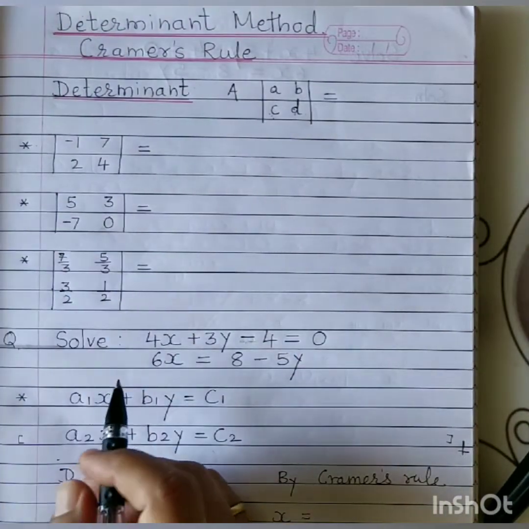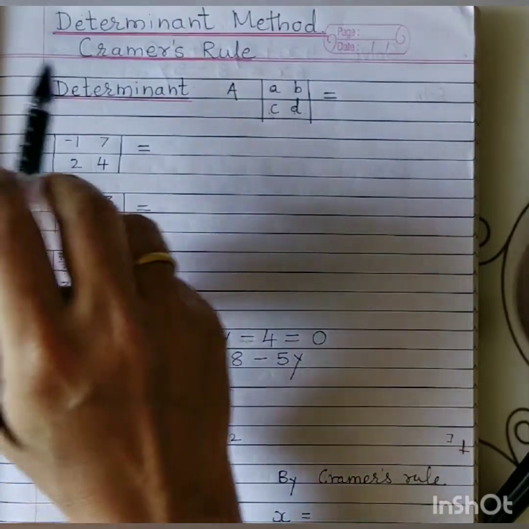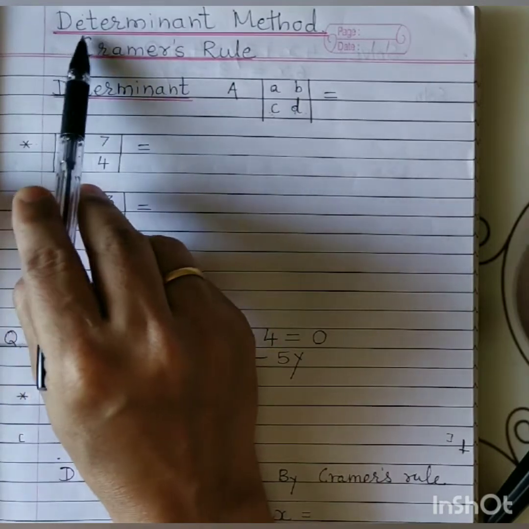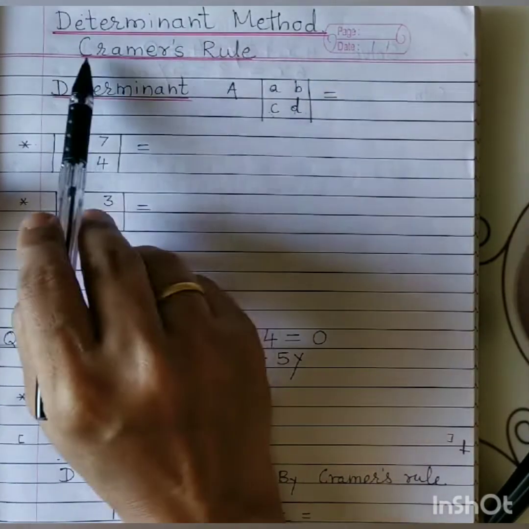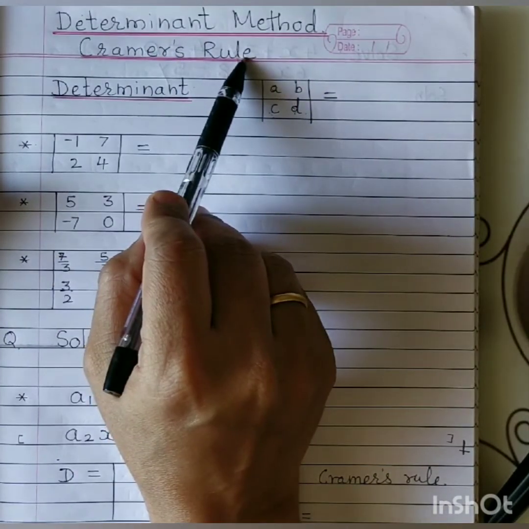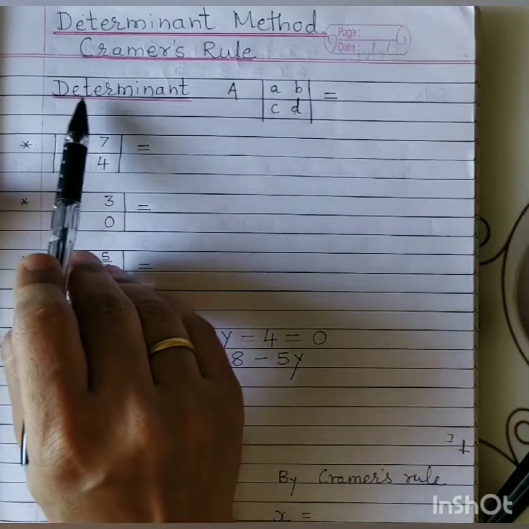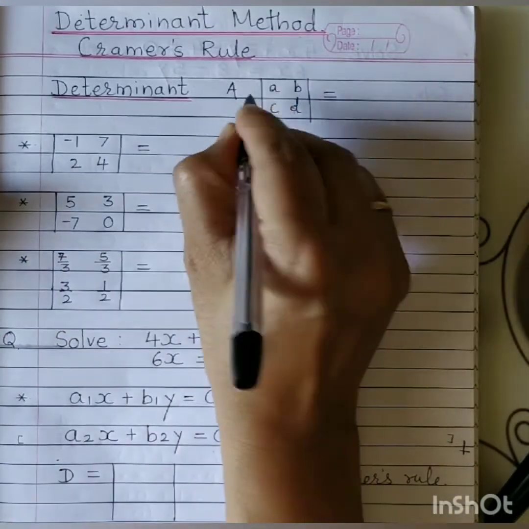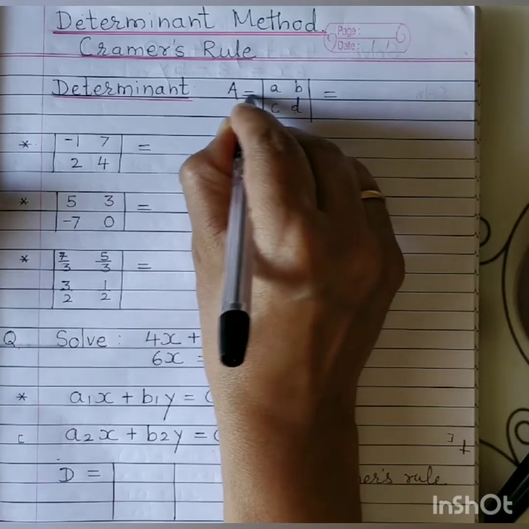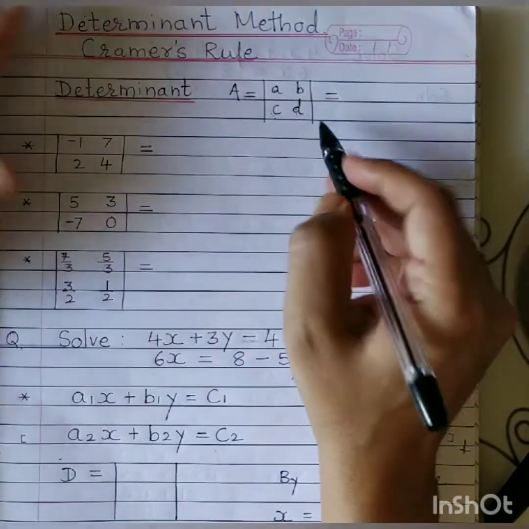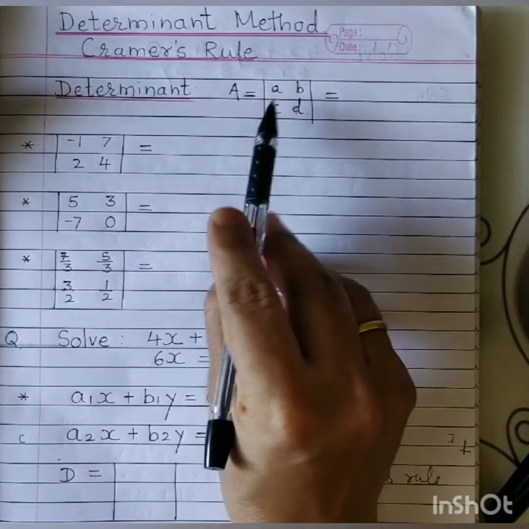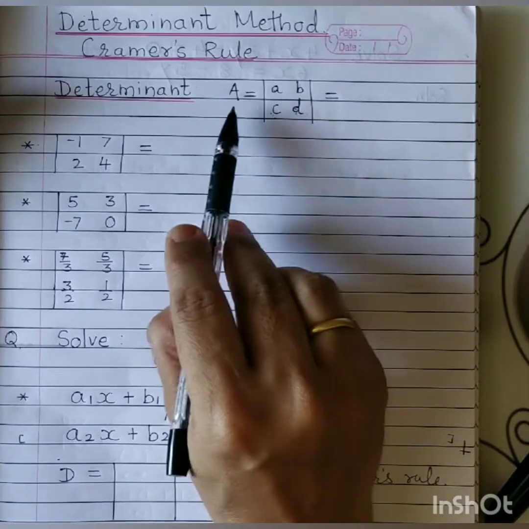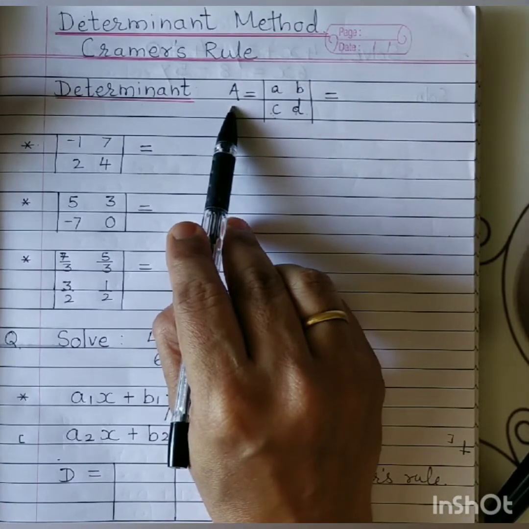Hello, today we will study how to solve simultaneous equations using the determinant method or using Cramer's rule. First, let's see what is meant by a determinant. A determinant is the arrangement of four numbers, here in your syllabus. This is a determinant which is denoted by capital letter A.